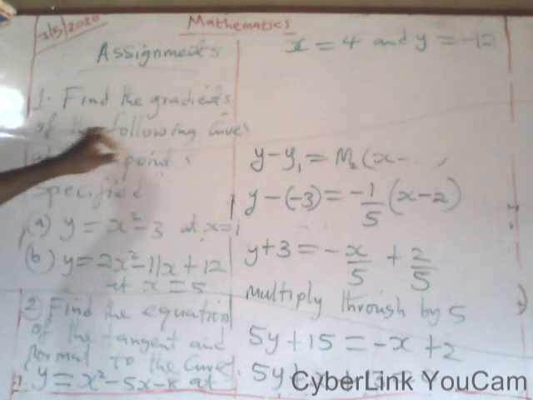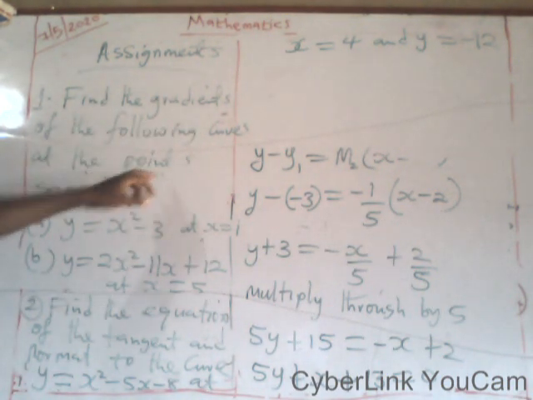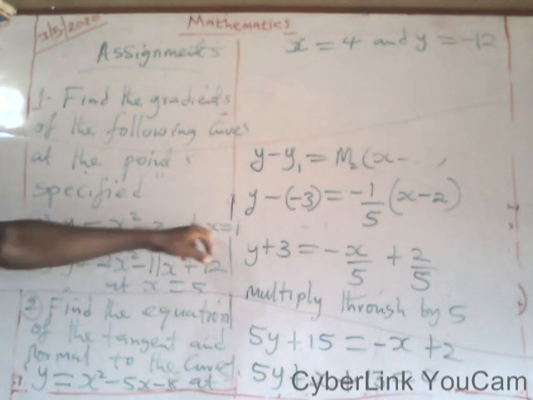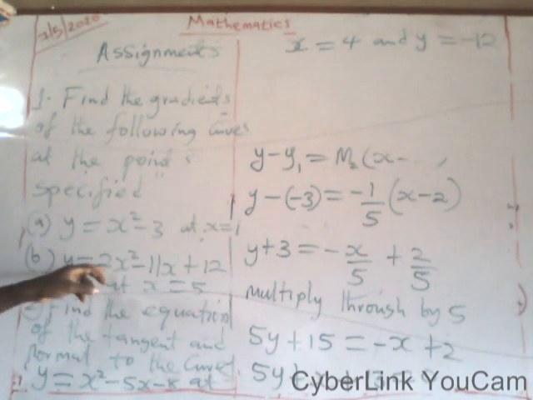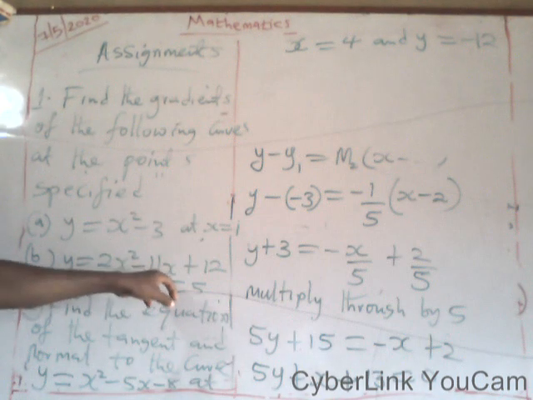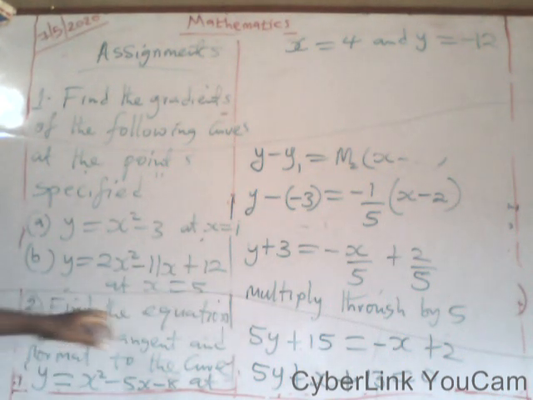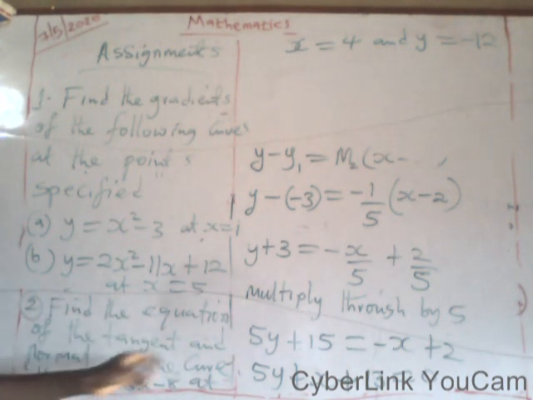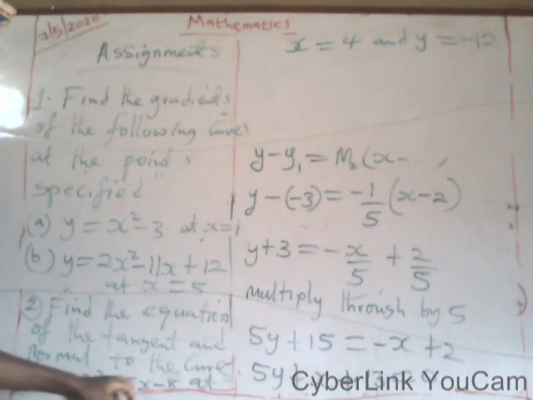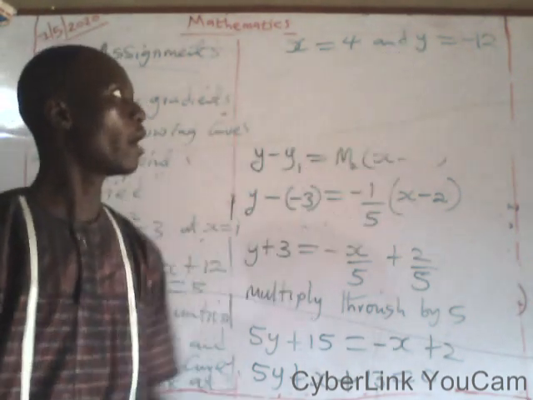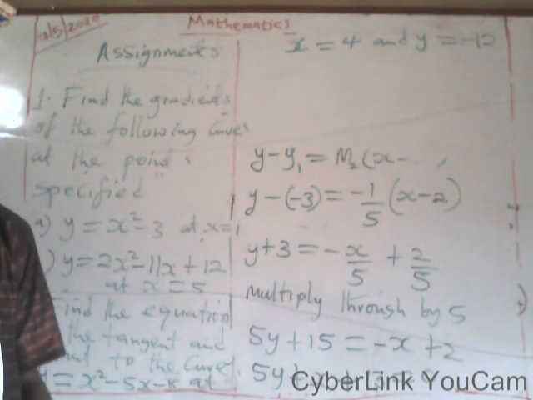Find the gradient of the following curve at the points specified. A, y is equal to x squared minus 3 at x equal to 1. B, y is equal to 2x squared minus 11x plus 12 at x equal to 5. Then question 2 says find the equation of the tangent and normal to the curve y is equal to x squared minus 5x minus 8 at x equal to 4 and y is equal to minus 12.